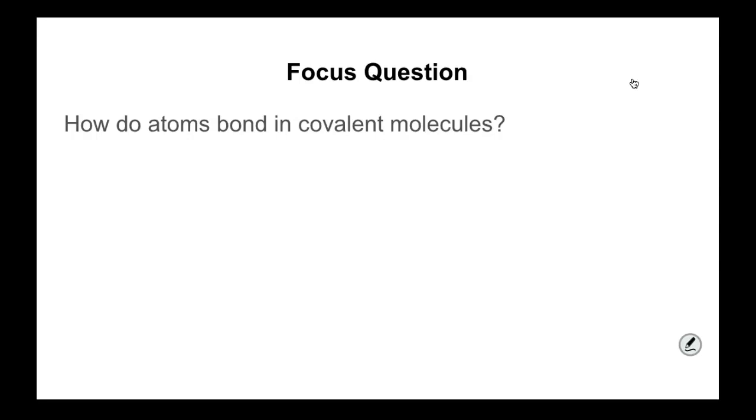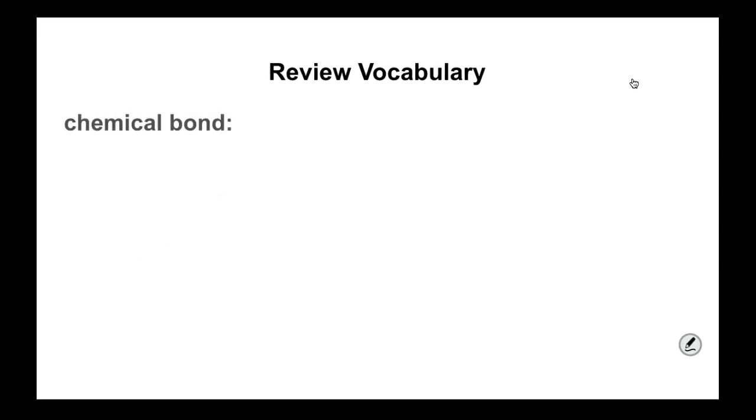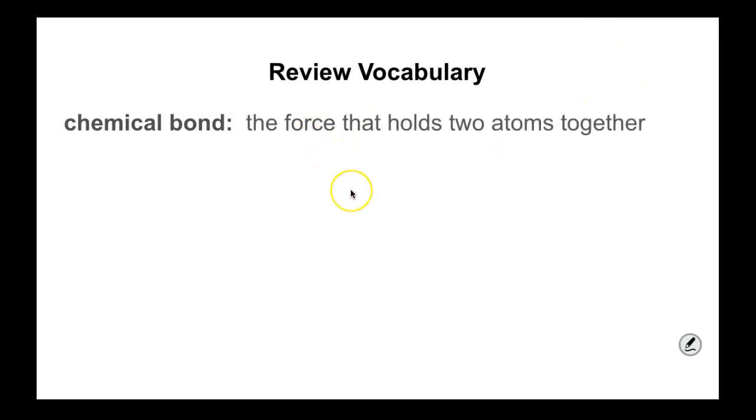Now we want to look at how atoms bond in covalent molecules, which aren't going to be giving and taking electrons. We're going to focus on these first 3 new vocabulary terms today. So we'll talk about a covalent bond, we'll talk about what a molecule is, and then hopefully we'll get to some Lewis structures.